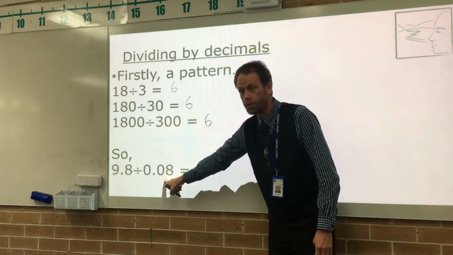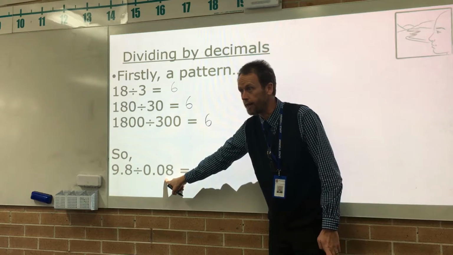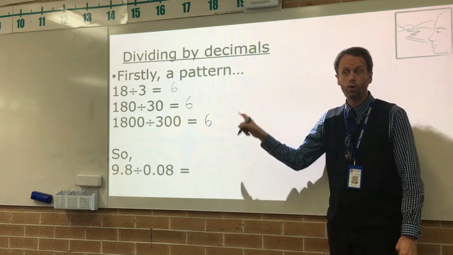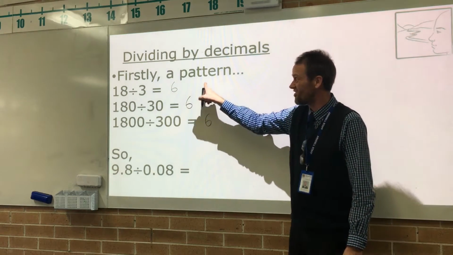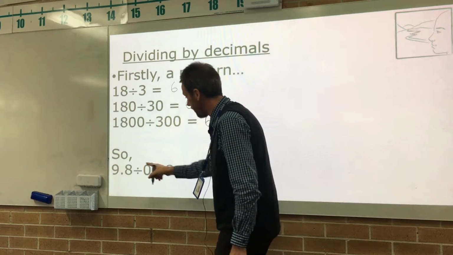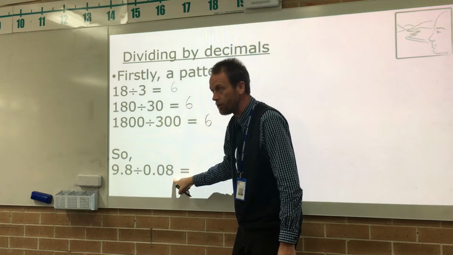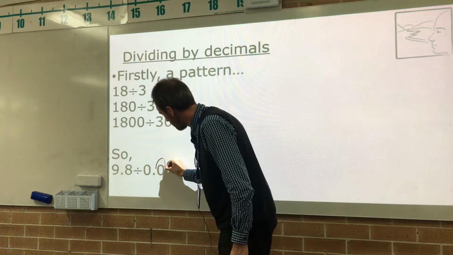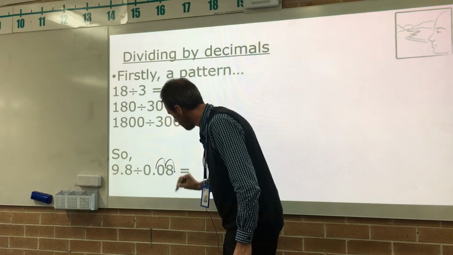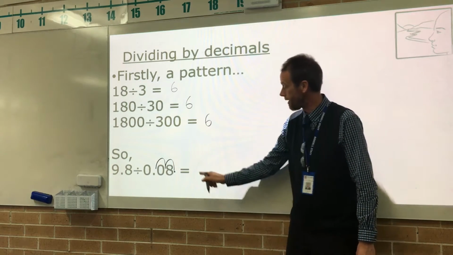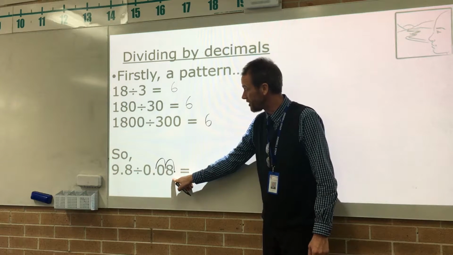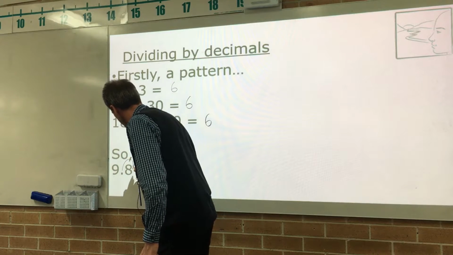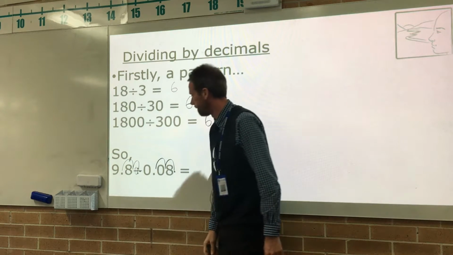So when I come to a question like this, 9.8 divided by 0.08, I can change the question so it becomes like this. Let me show you. If I've got 9.8 and I'm dividing by 0.08, I don't want to do that. I'm going to get lost. But if I move my decimal point 2 places to the right, I've now got a whole number. But if I'm going to do it there, I need to do it here as well. And so I'm actually going to put a 0 and put a decimal point.